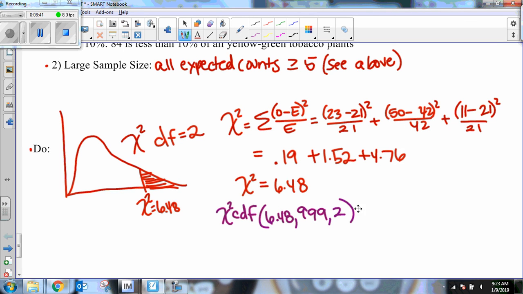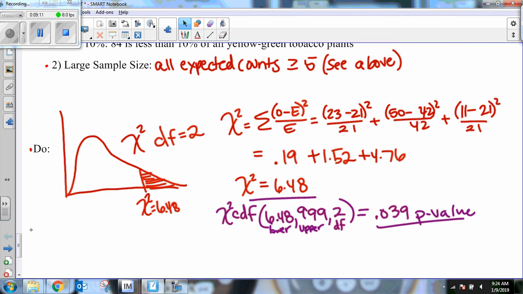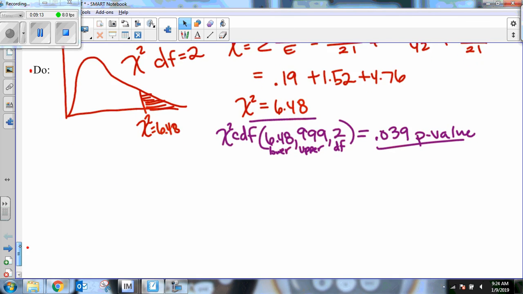Okay, again, you can watch my last video if you need to see how to type that into your calculator. I'm going to go ahead and just really small write lower, upper, degrees of freedom. Just make sure you're labeling those pieces so that you show the AP reader that you know what these pieces are representing. So when you type that into the calculator, you get 0.039. Remember that this is your p-value. Okay, so we have our test statistic, we have our p-value. We've got the 2 most important pieces of the do portion.